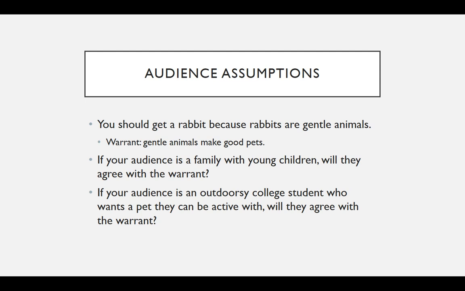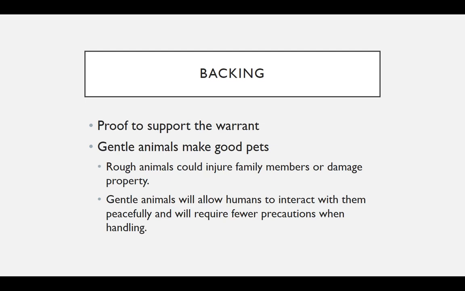Now, how do you support an assumption? Your support for the assumption, or the warrant, is called backing. So if your assumption is that gentle animals make good pets, and you were going to support that, you could support that by convincing them, well, rough animals could injure family members or damage some property. If the animal is gentle, humans can interact with them peacefully, and they'll have to have fewer precautions when they're actually handling the animal.